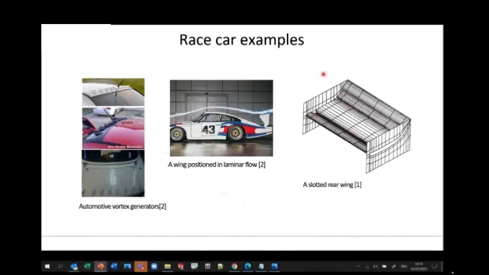So those are some automotive examples where we have influenced the fluid flow within the boundary layer to delay the separation, to reduce drag, or to increase lift or downforce within the vehicle.